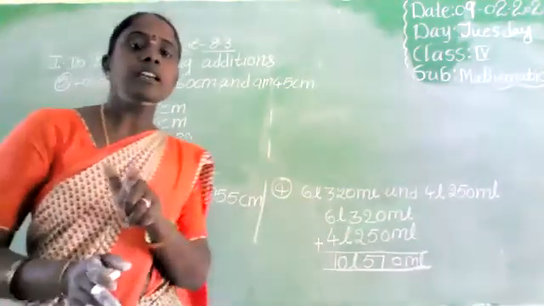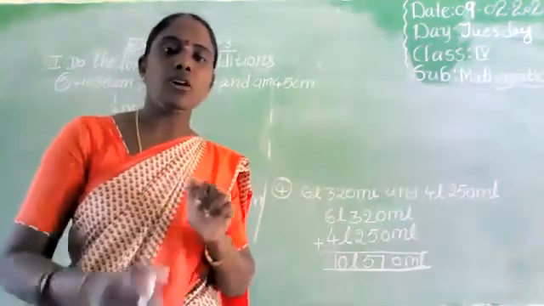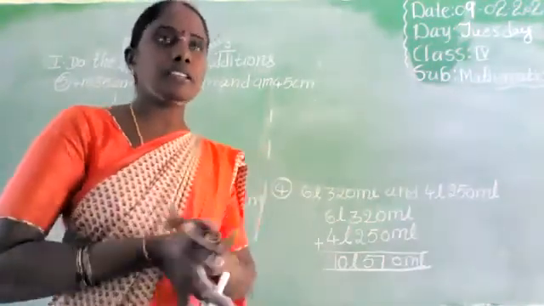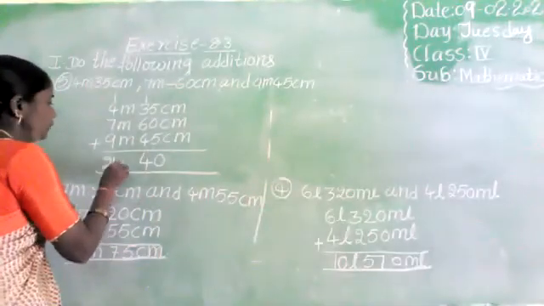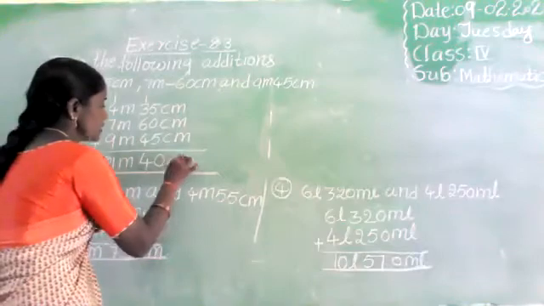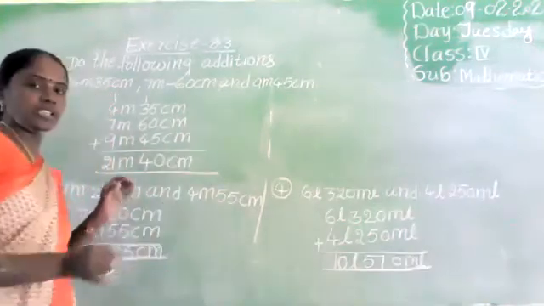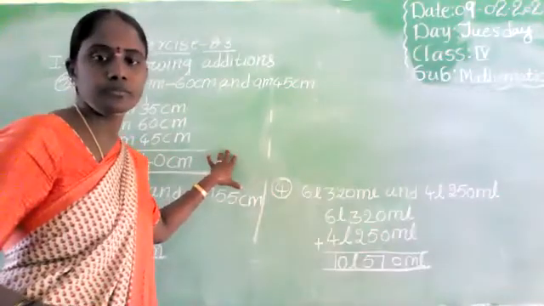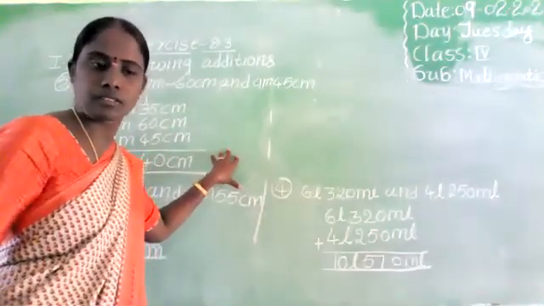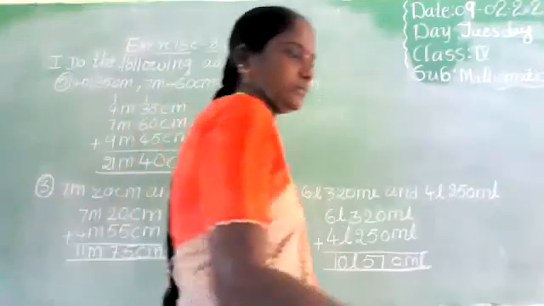Sama said 25. 25 is the wrong answer. 21 is the correct answer. Right? 21. Now 21 meters, 40 centimeters. Okay, 21 meters and 40 centimeters is the answer. Okay, next.